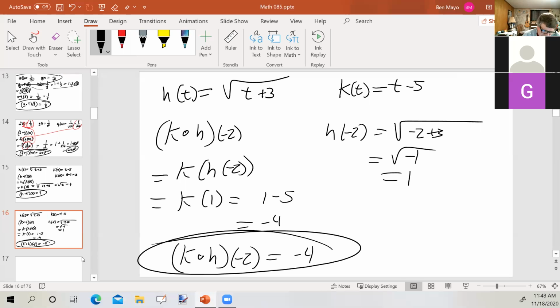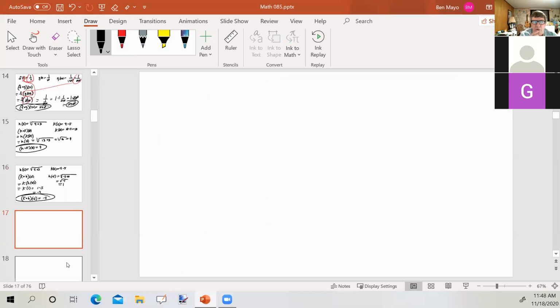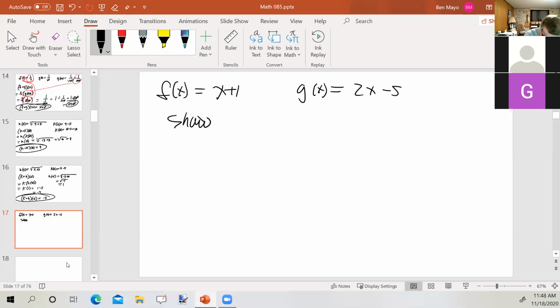Okay. Now, earlier I mentioned that the operation of composition was not commutative in general. And we already did that with one example, but we're going to do it again here. So let's say f of x equals x plus 1, and g of x equals 2x minus 5. We're going to show that f composed with g of x does not equal g composed with f of x. Okay, we're going to show that.